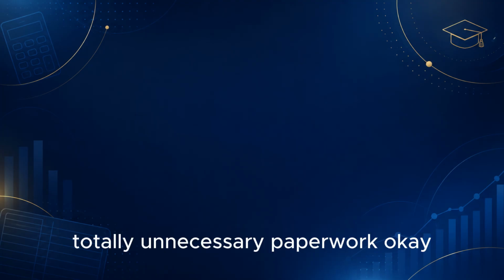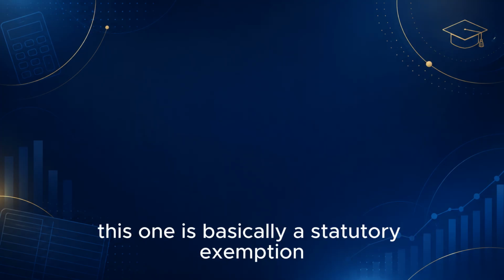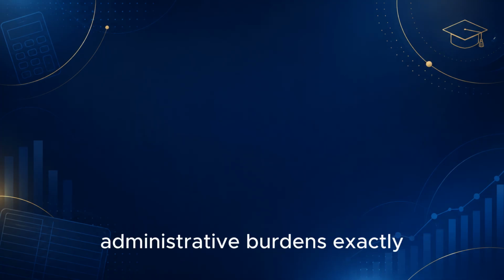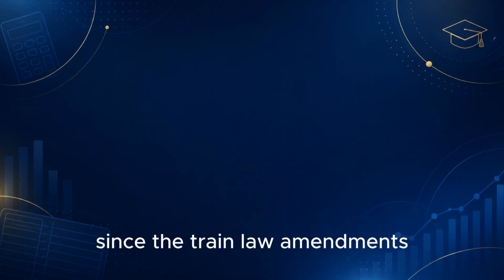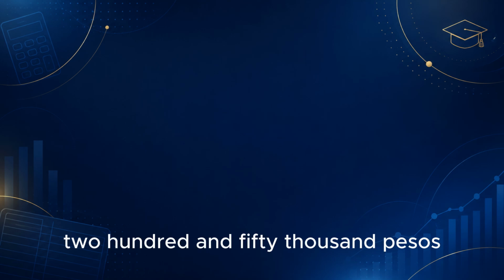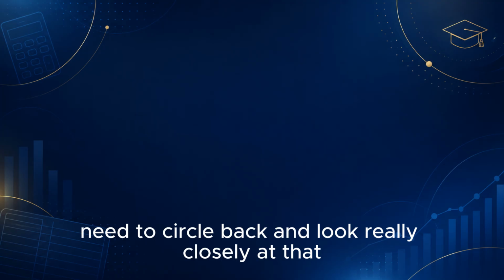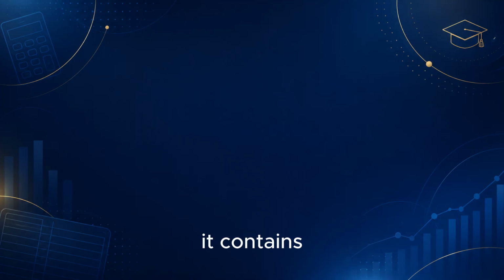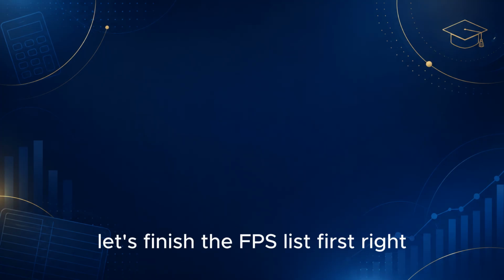Right, totally unnecessary paperwork. Okay, moving to M, which stands for minimum wage earner. This one is basically a statutory exemption designed to protect the most vulnerable segment of the labor force from administrative burdens. Exactly. Then we have P, which is a massive focal point since the TRAIN law amendments. This exempts individuals whose taxable income does not exceed 250,000 pesos. We will definitely need to circle back and look really closely at that 250,000 threshold. Oh yeah, it's a trap. A huge trap. It contains one of the most dangerous trick questions on the exam. But let's finish the FMPS list first.